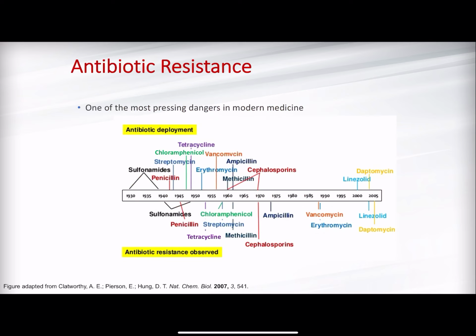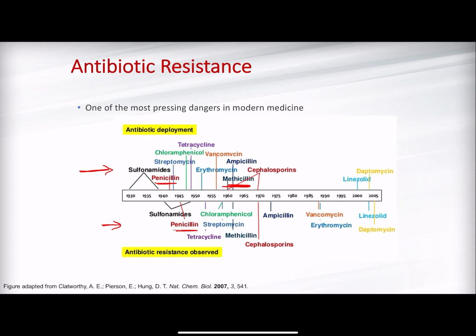So you may be aware that antibiotic resistance is one of the most pressing issues in modern medicine. This timeline here across the top shows the year when antibiotics were introduced or deployed into the clinic. And then on the bottom, it points to the year where resistance was observed. And so you can pick out some familiar ones like penicillin, introduced in the 1940s, and then in 1945, resistance was observed. Maybe you've had ampicillin or methicillin.